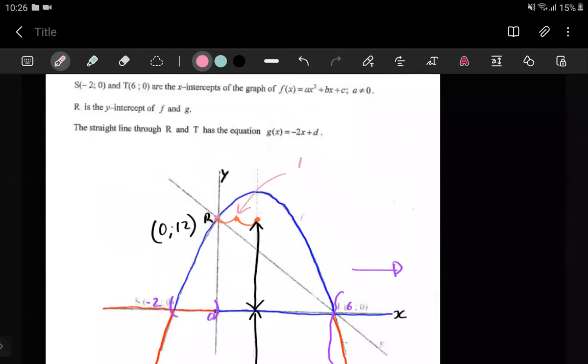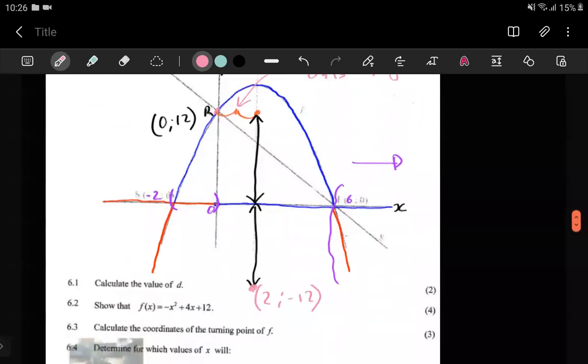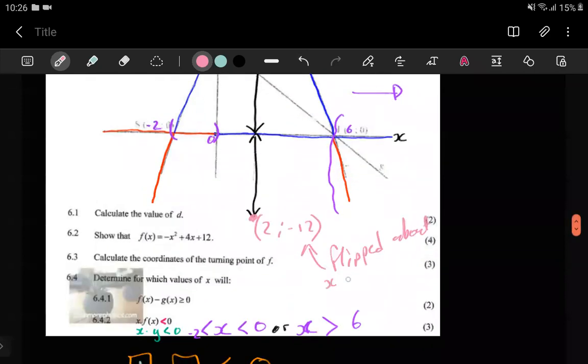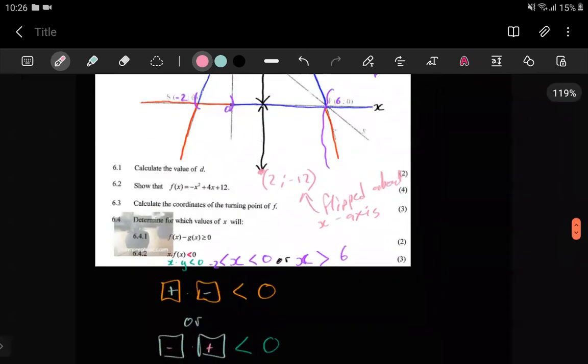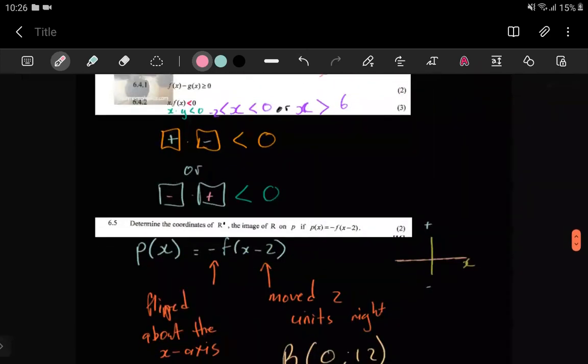It has been moved 2 units right, and it has been moved 12 units downward. So it has been flipped about the x-axis. So here, let's say flipped about x-axis. There we go. So you can see that's for 6.5, right?